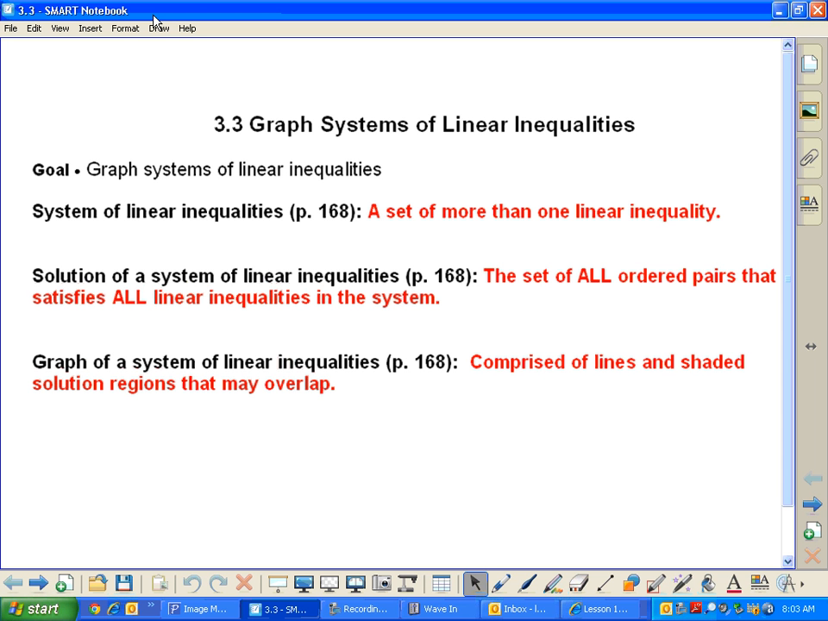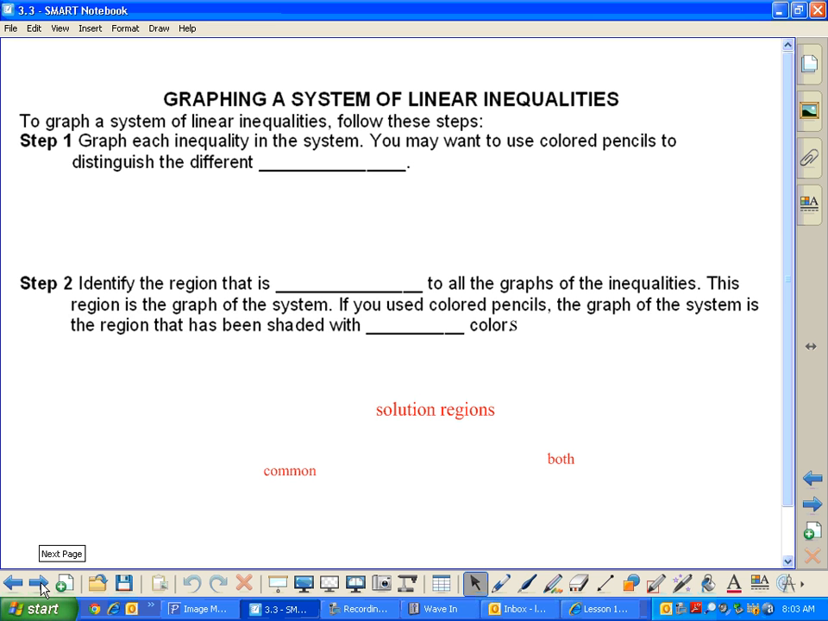And when you graph a system of linear inequalities, it's made up of the lines and the solution regions that overlap. So let's do it. We have two steps. The first thing I always do is graph the inequality in the system, almost paying zero attention to the symbol that's in there, and I just treat it like it's y equals mx plus b. And then I go back and I fix it. So I graph the linear inequality that's there, and then we can use our colored pencils to distinguish the different solution regions.